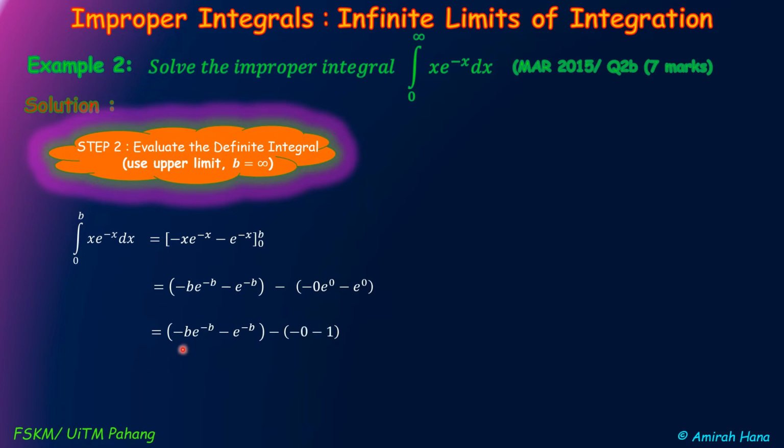And then we have b e to the power of negative b minus e to the power of negative b minus 0. And then e to the power of 0 is 1. After that, we simplify. So we have b e to the power of negative b minus e to the power of negative b, and then minus minus, so plus 1.